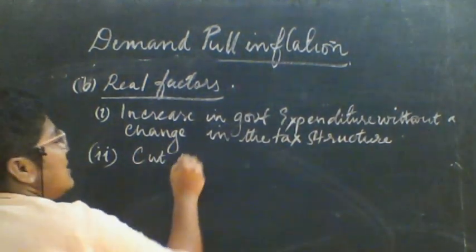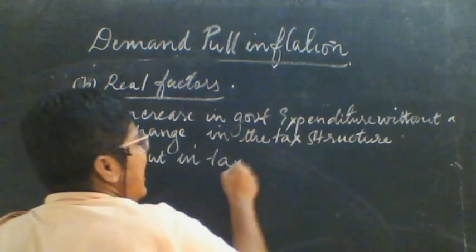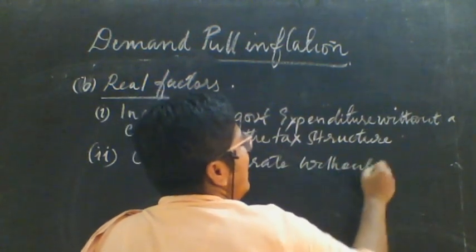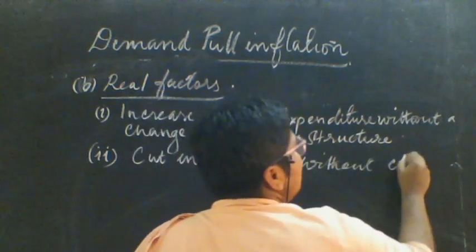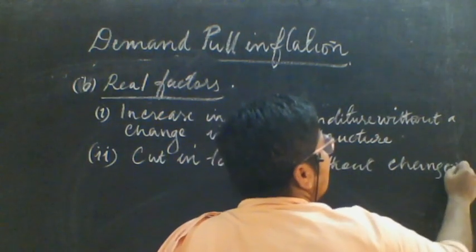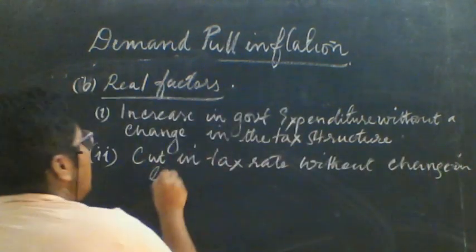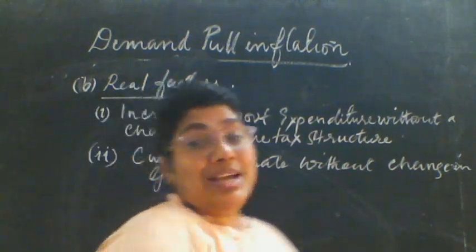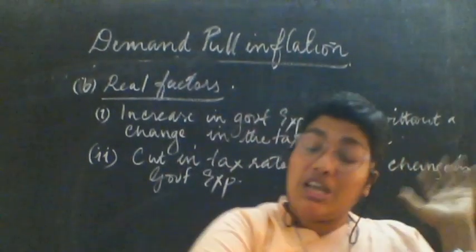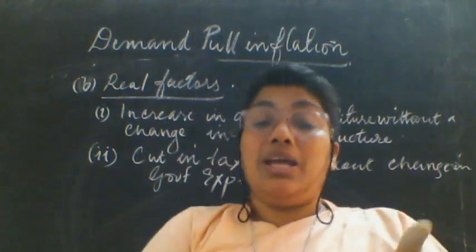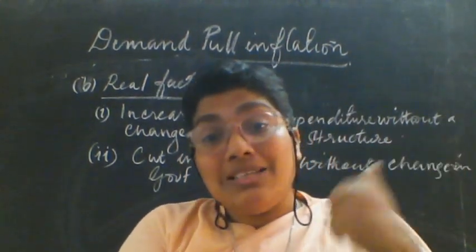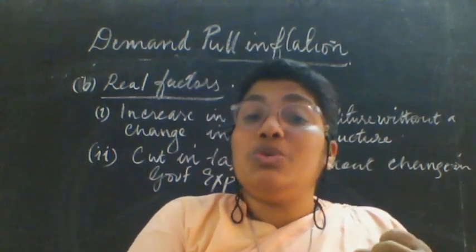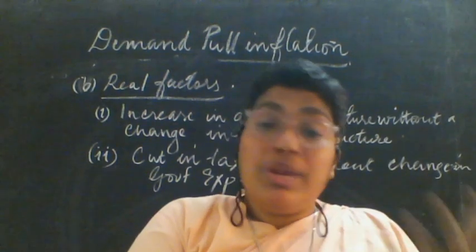That is one cause. Second one is cutting tax rate without a change in government expenditure. Now what you see here, government expenditure remains the same. That means government is going on spending, but taxes are cut. What do you mean by taxes are cut? Taxes are reduced. When a tax is reduced, what does it mean? People get more income.